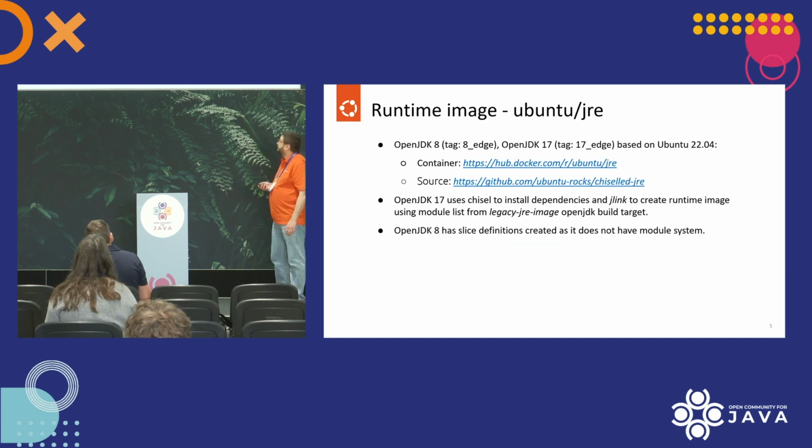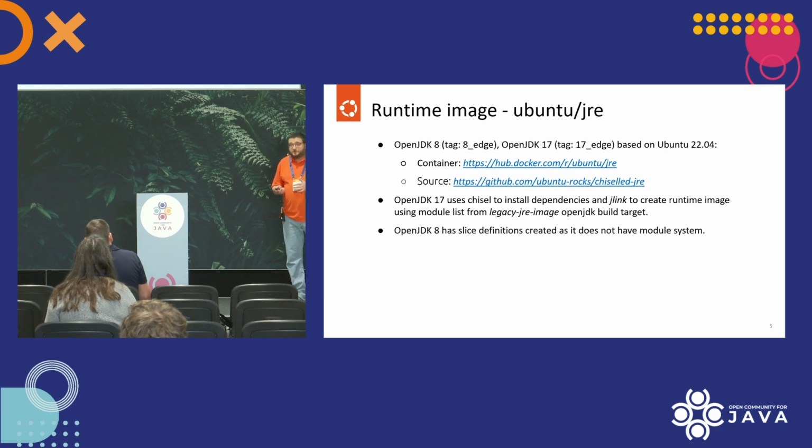So we have built a runtime image for Java called Ubuntu JRE. At the moment, it's released for OpenJDK 8 and OpenJDK 17. The container is available from Docker Hub, and sources for this are available from GitHub.